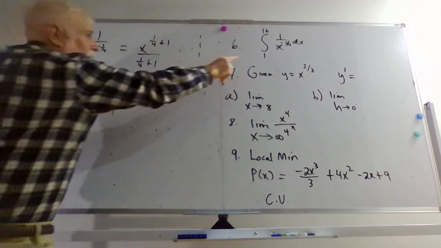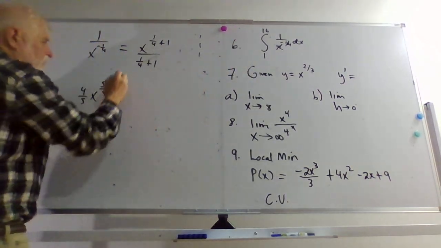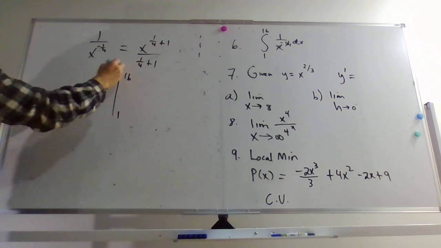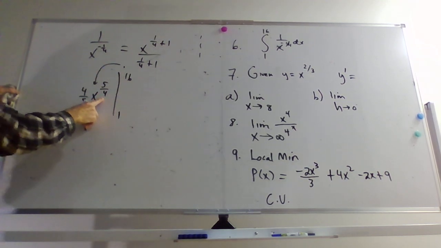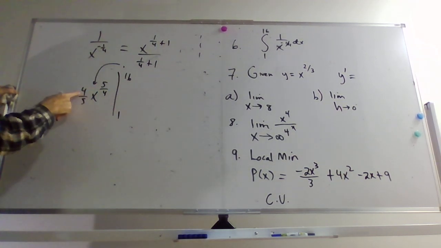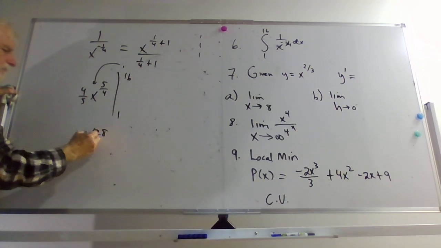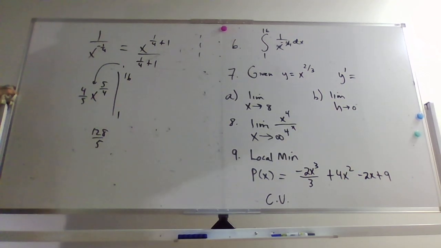We're going to do the fundamental theorem from 1 to 16. So I'm going to drop 16 in. Fourth root of 16 is 2. 32, 128 over 5. Drop a 1 in, we're going to get 4/5.